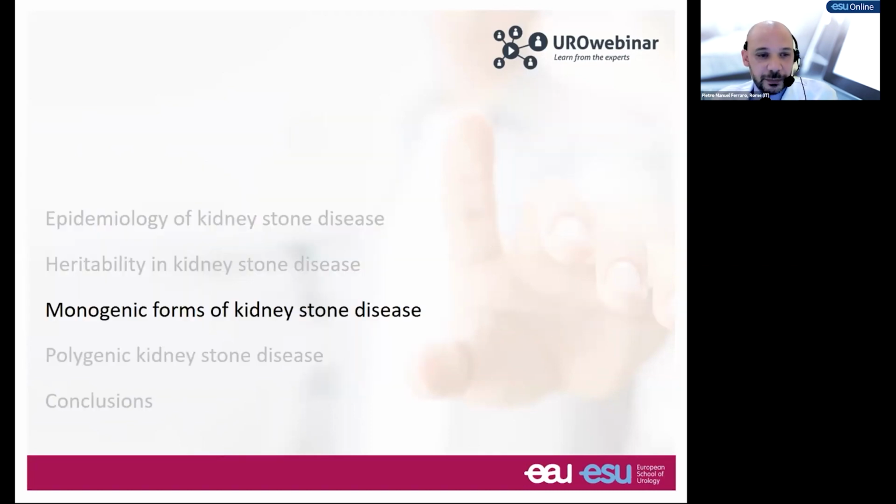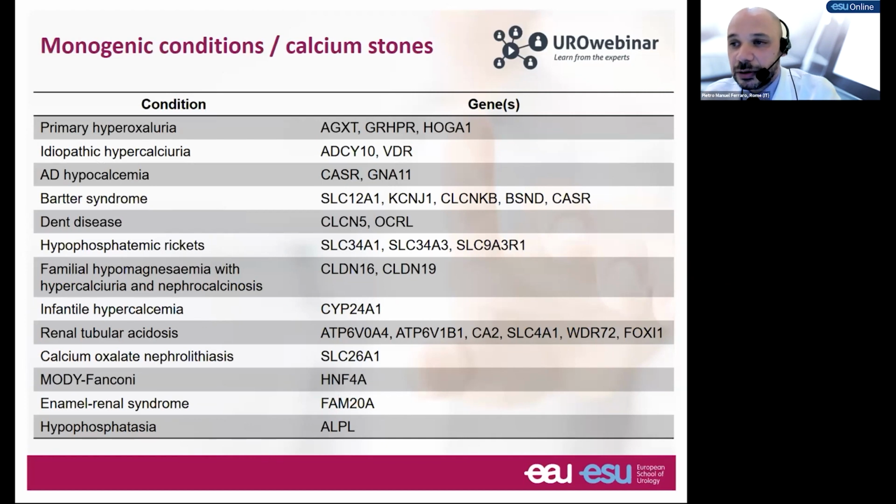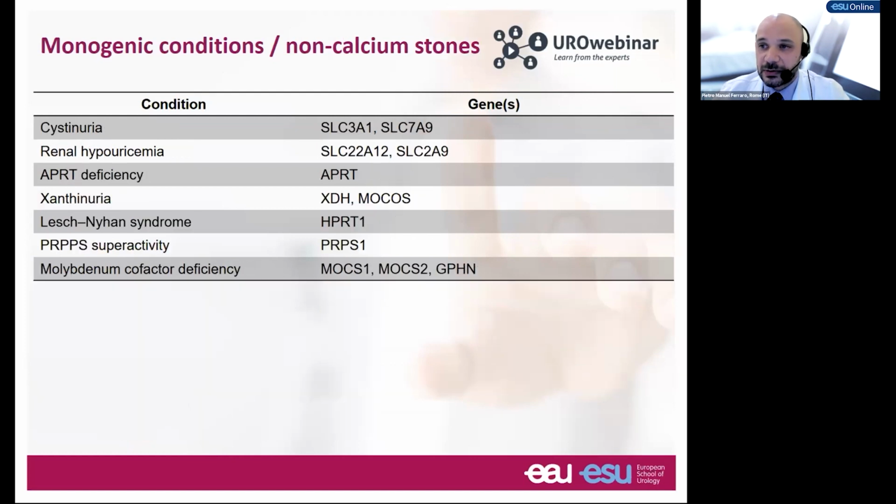So moving to monogenic forms of kidney stone disease, these are classically thought to represent about 3 to 4% of all kidney stones. There are several lists compiled of genes whose variants can give either calcium or non-calcium stones. This list is non-exhaustive, but you can see that some conditions can be caused by more than one gene: primary hyperoxaluria, idiopathic hypercalciuria, autosomal dominant hypocalcemia, Bartter syndrome, Danon disease, and so on. These lists are updated very often based on case reports and case series.